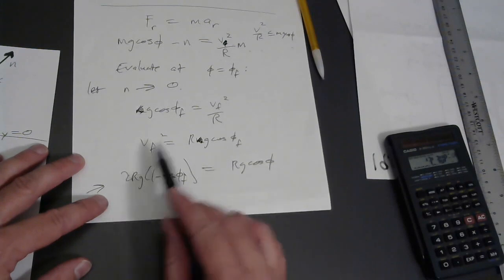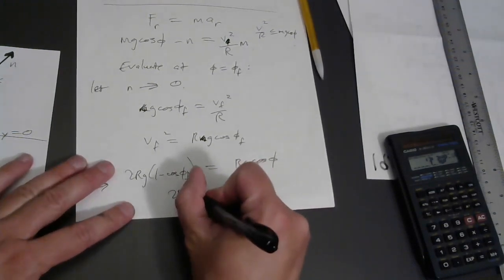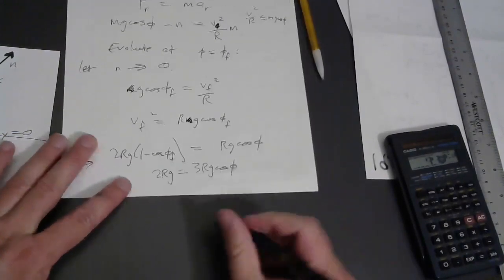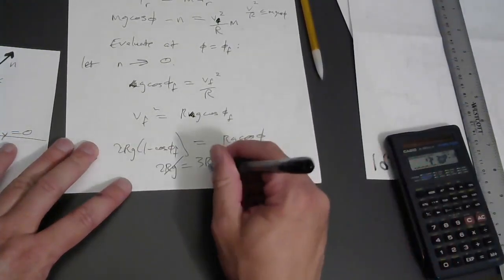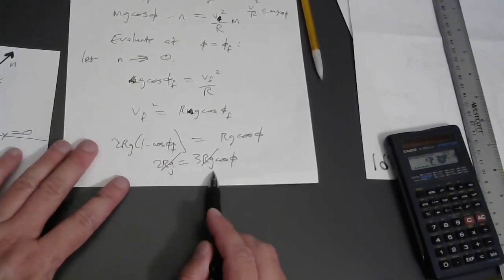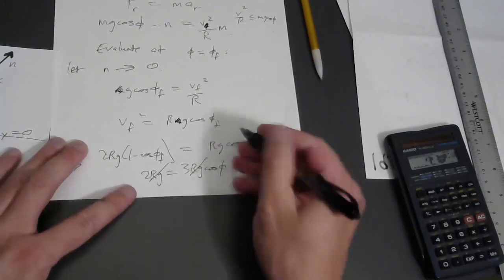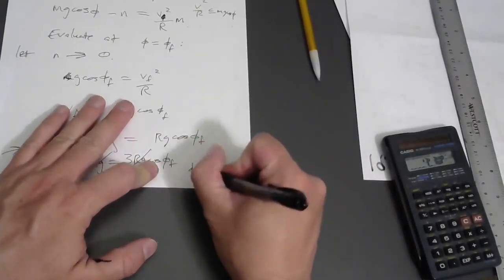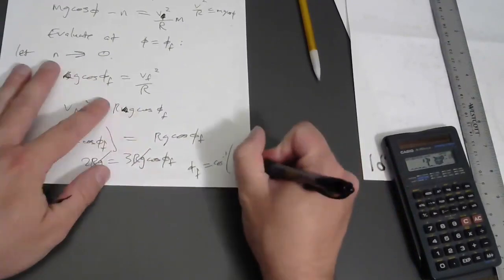So if we put these two on the other side, we have 3 rg cos phi, and it looks like we're left with 2rg equals 3 rg cos phi. And now we can divide out the rg. Didn't even matter. That's interesting. It doesn't matter how big the slide is. It doesn't matter if the slide is on planet Earth or Jupiter. The gravitational field is irrelevant. Divide by 3, and we've got the cosine of phi final would have to be 2/3. In other words, the angle at which they finally slip off is the arc cosine of 2/3.